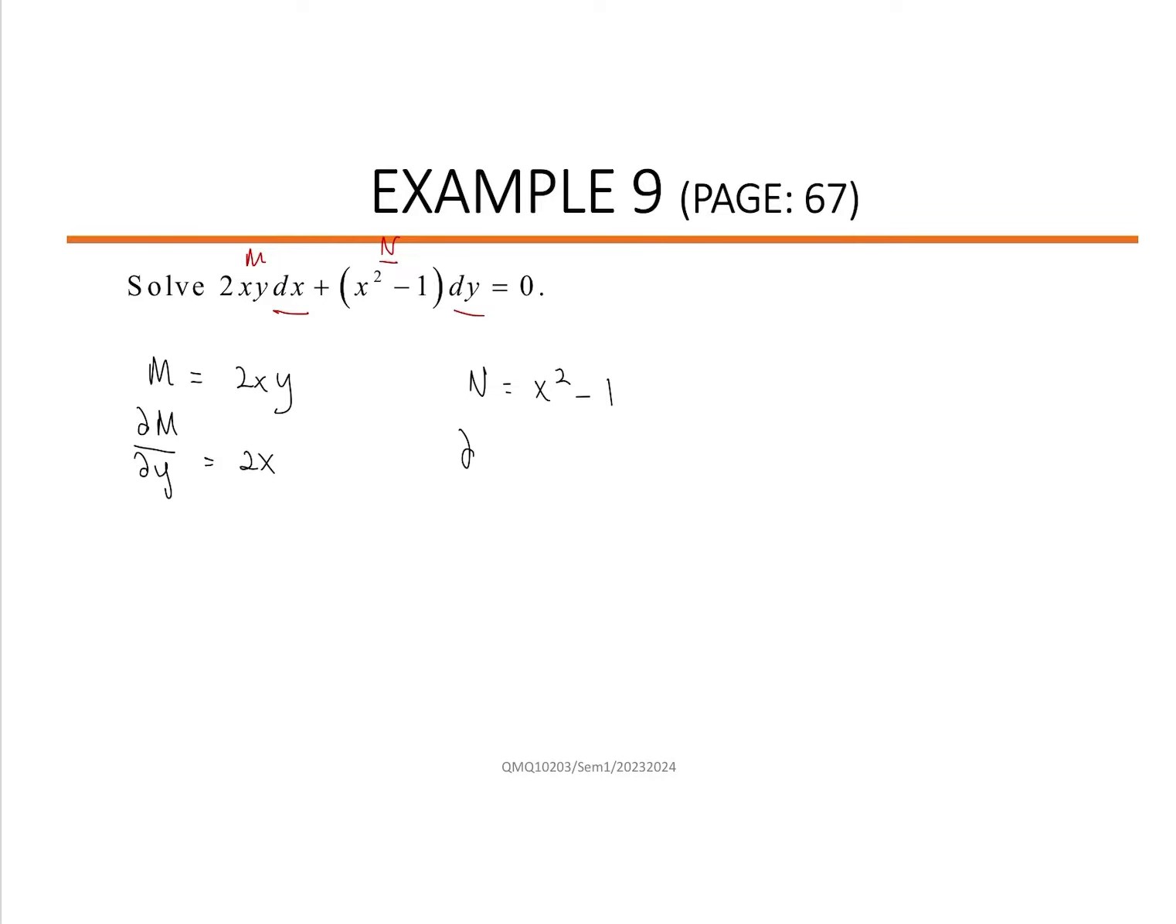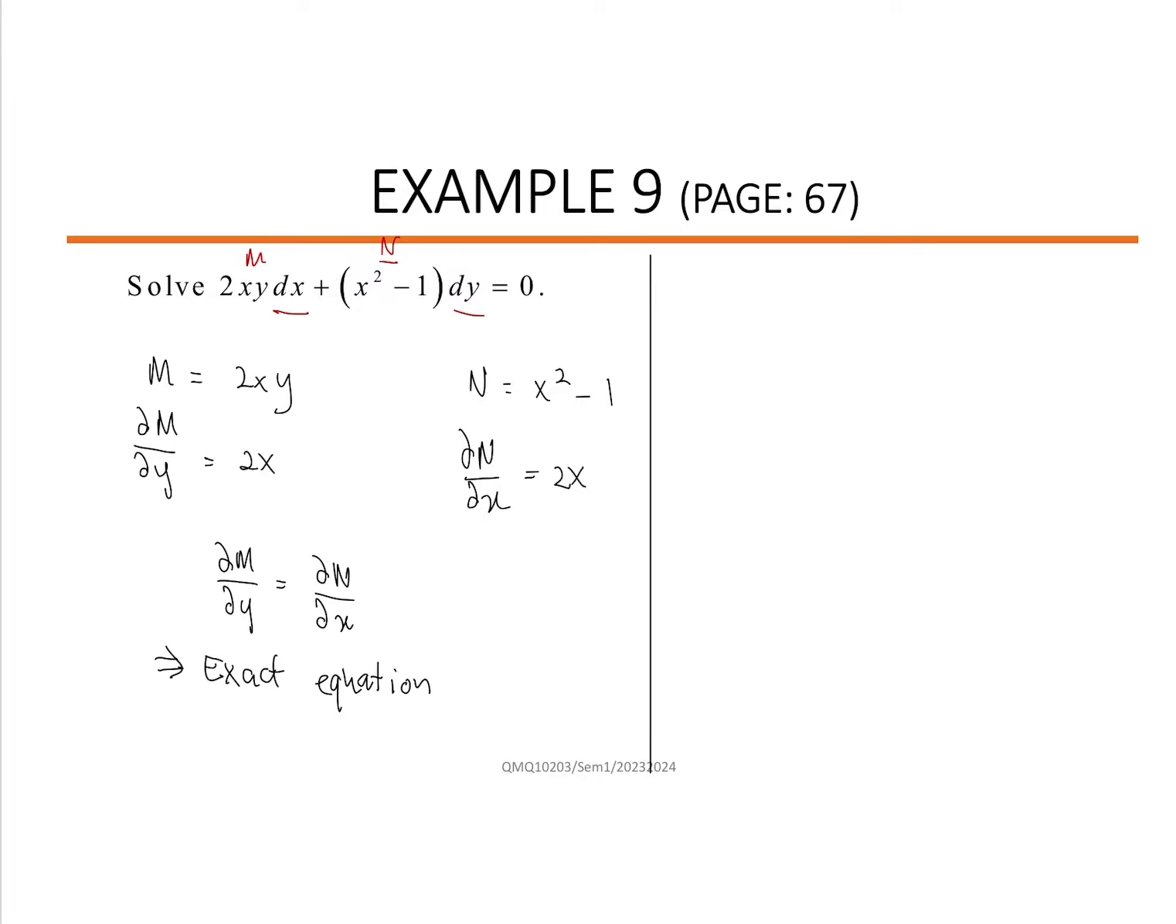The next function is N, so differentiate with respect to x, del N over del x. Here we have x squared, so differentiating with respect to x we get 2x. Minus 1 is a constant, so when we differentiate we get 0. Now we observe that del M over del y is equal to del N over del x. So our conclusion: this is an exact equation, and because it is an exact equation, we can solve it by using the exact equation method.